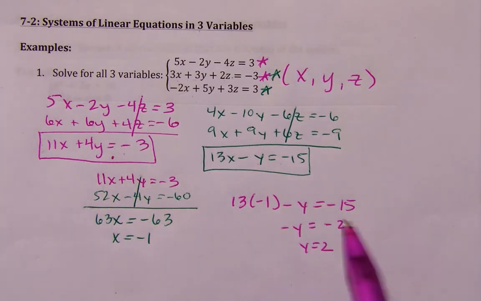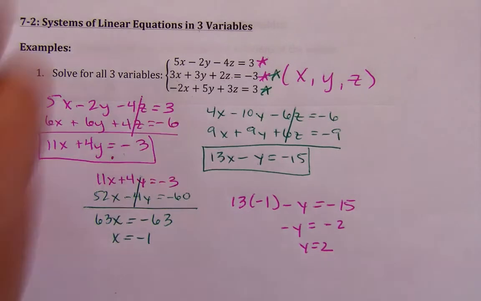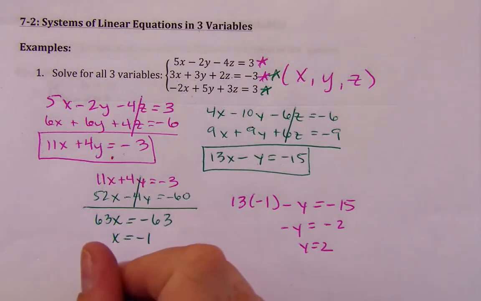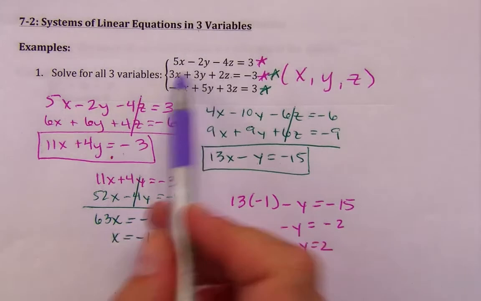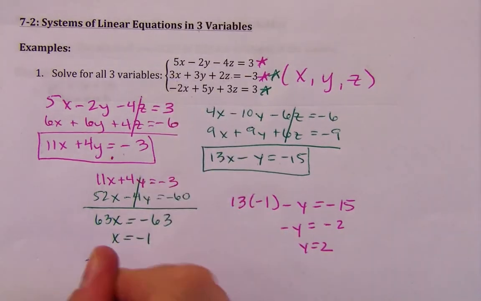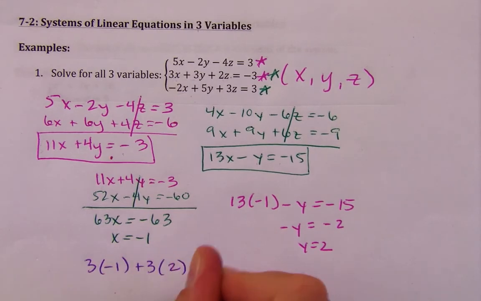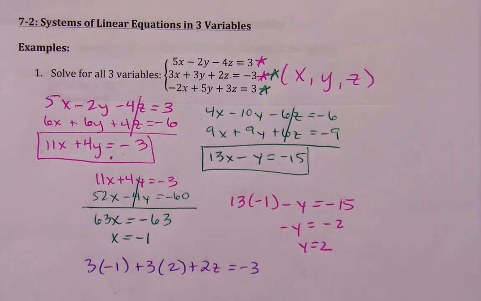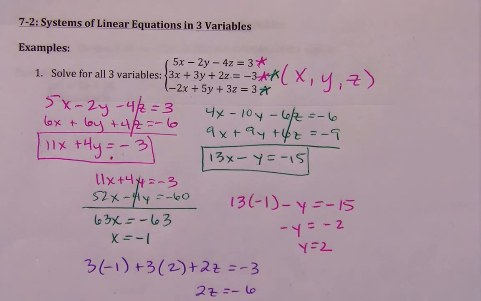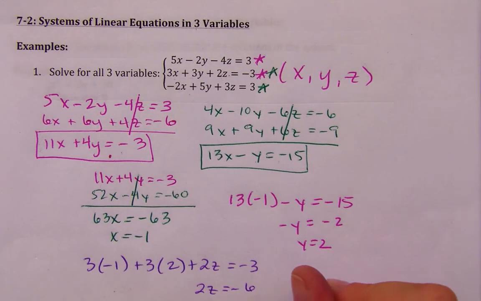And then it's just a matter of plugging in and finding our z value. So I'm going to go ahead and switch to another color. Here we have any one of these equations I can plug into. It doesn't matter which one. I'm going to choose the second one. So 3 times negative 1 plus 3 times 2 plus 2z equals negative 3. And then we have 2z equals negative 6 when we subtract those numbers over. And z equals negative 3. So our answer then is negative 1, 2, negative 3.